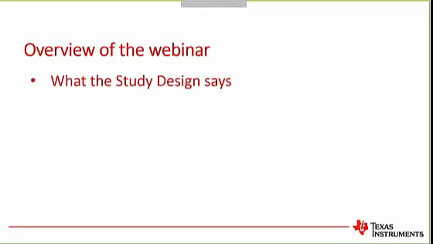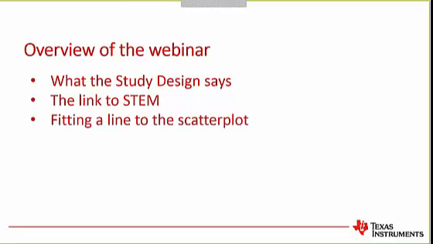The first thing I'm going to look at is what the study design says, and further down the track, you've possibly already guessed, I'm wanting to link it across to the current STEM phenomenon, and then we're going to look at fitting a line to a scatter plot.